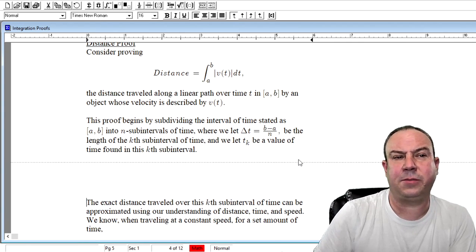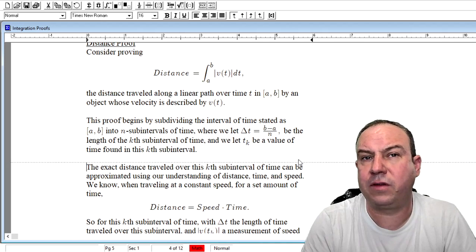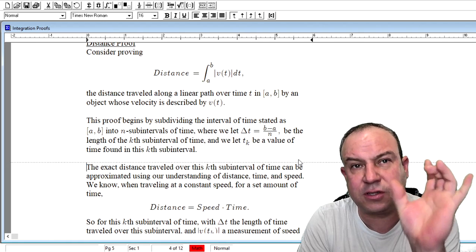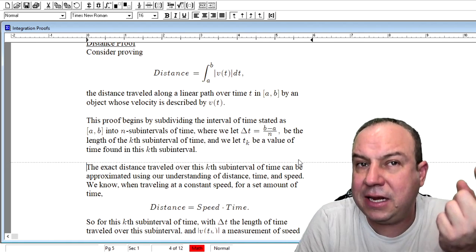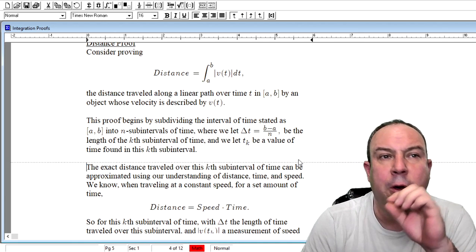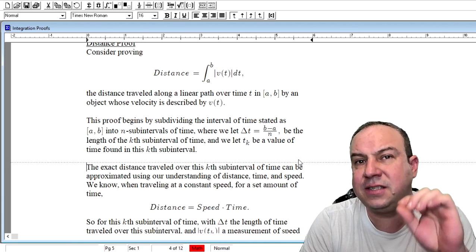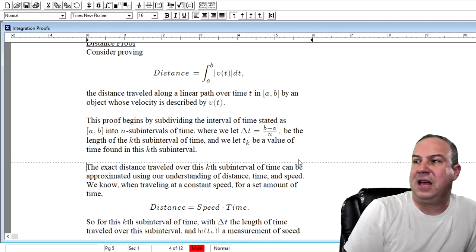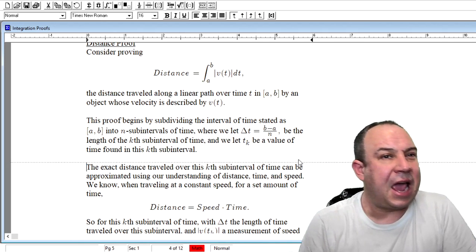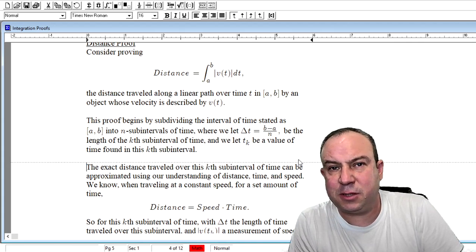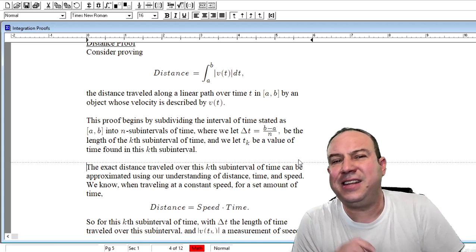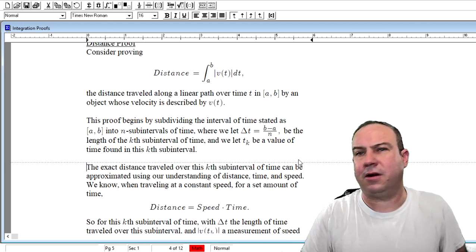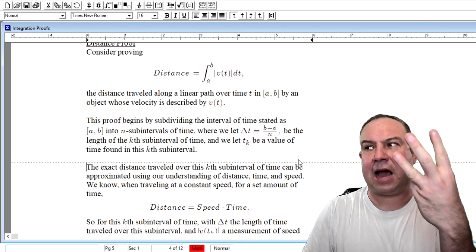And then goes about noting the exact distance traveled over the kth subinterval of time. If we just look at one of those smaller subintervals of time, and consider approximating the distance traveled over that kth subinterval, we're going to rely on our understanding of distance, time, and speed. We go back to a rather fundamental concept of how distance relates to time and speed, and we know from traveling at a constant speed for a set amount of time that distance is always just speed times time. If we travel at 60 miles per hour for 3 hours, what?